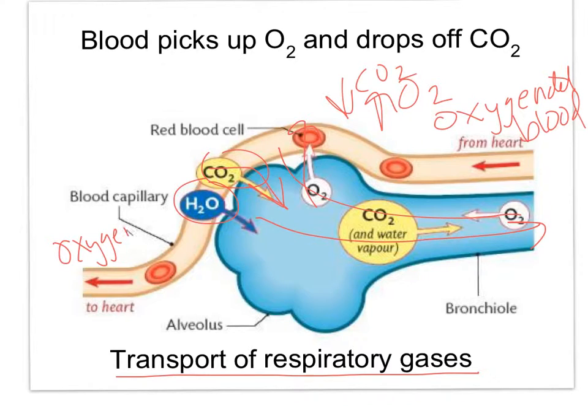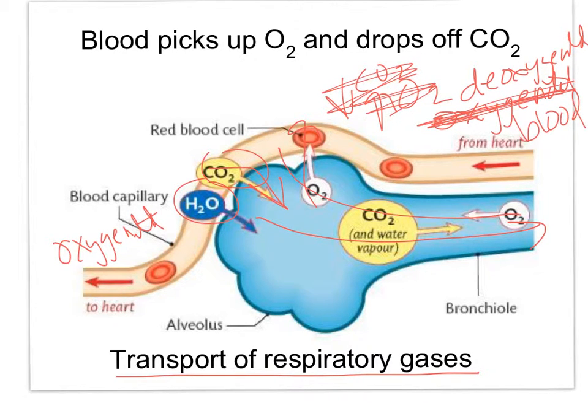I just realized I made a mistake. This is deoxygenated blood because it's coming from the right side of the heart and it has not been oxygenated yet. So this blood is going to be low in oxygen and high in CO2, and that is why the oxygen gets picked up there and the CO2 gets dumped into the alveoli.